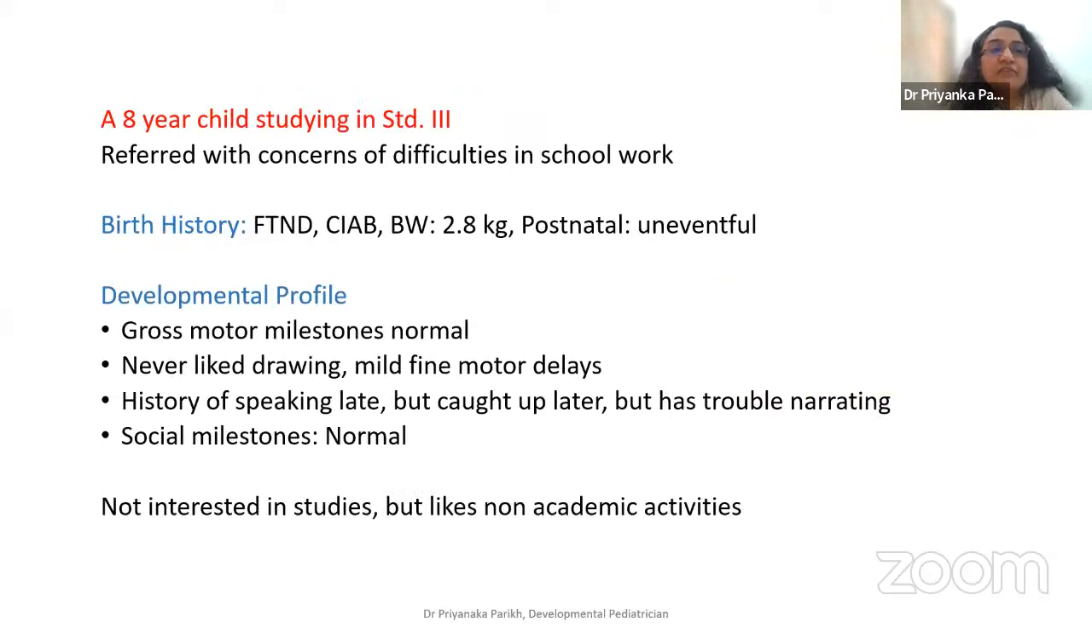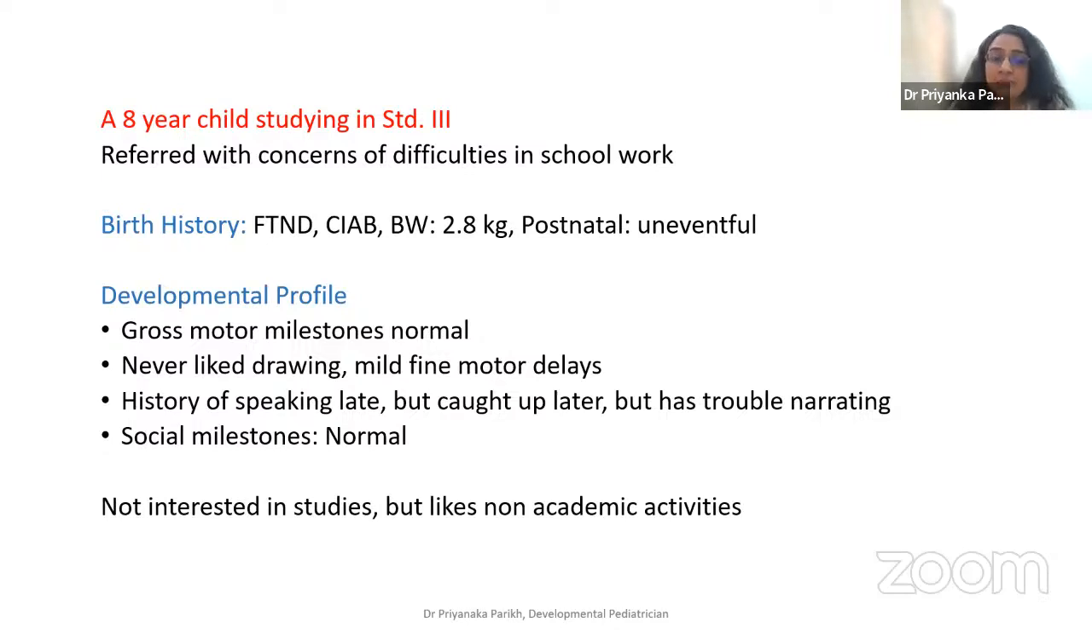So again, let's look at some cases. Now, we have here an 8-year-old boy who is studying in standard 3, and he has been referred with concerns of difficulties in schoolwork. So just like any pediatric history taking, we would start right from the beginning. This child was born full term, normal delivery. Everything was fine. Cried at birth, average birth weight, and all the postnatal events were quite fine.